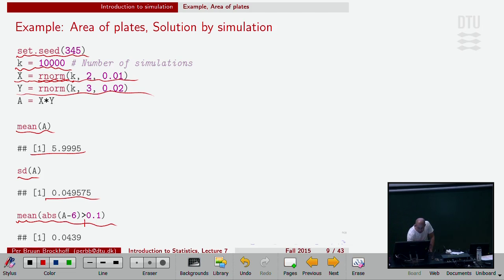I use the logical operator. I use the absolute function, saying, here's the difference between A and 6 that produces 10,000 differences. I take the absolute value, that is, I make them positive, all of them. By using the logical operator, I produce a 10,000 vector of trues and falses. And in R, by default, trues are 1s and falses are 0s. So I can just compute on this vector of trues and falses as if it was 0s and 1s, because that's how it is also interpreted if you use it like that.